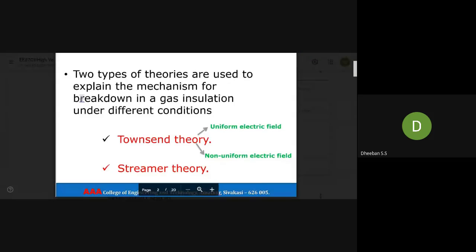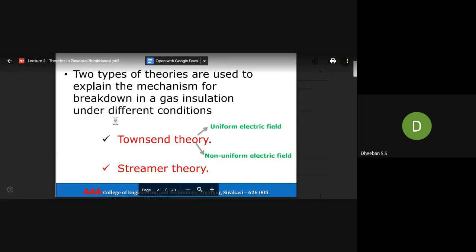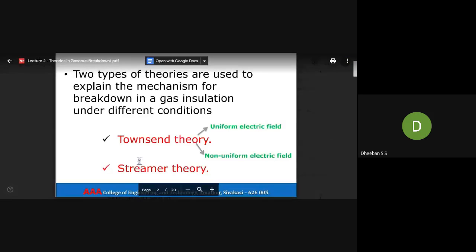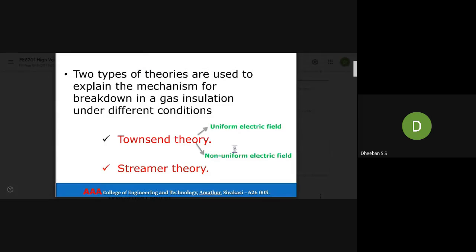So the main difference between these two theories lies in the electric field. So for Townsend theory, you will be having a uniform electric field, whereas in streamer theory, you will be having a non-uniform electric field. Okay. So that's the main difference.